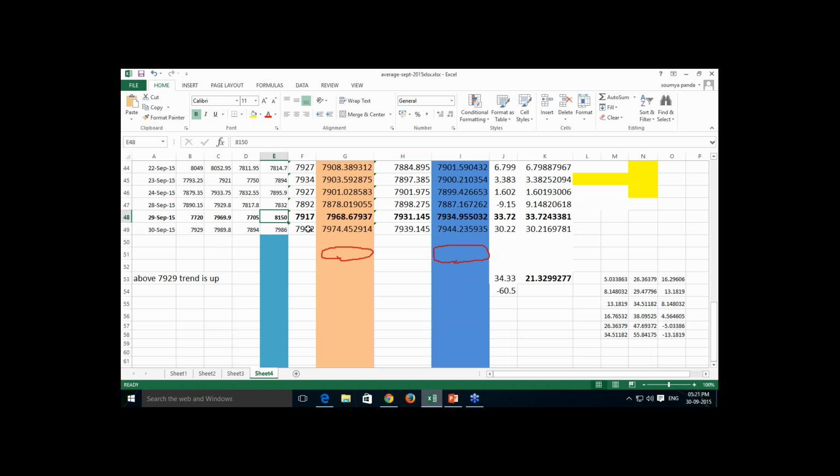So I can say 8153. If I say it is 34.18, it is very close, approximate. So the trend is going to be an uptrend. This trend is up. So here we can say the uptrend is having a saturation at 8153 as per this 5 days exponential moving average and the 10 days exponential moving average.